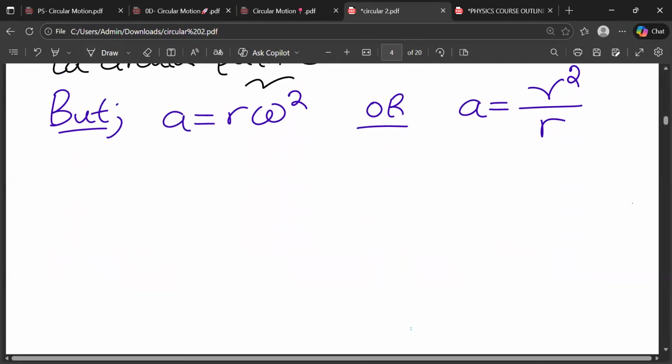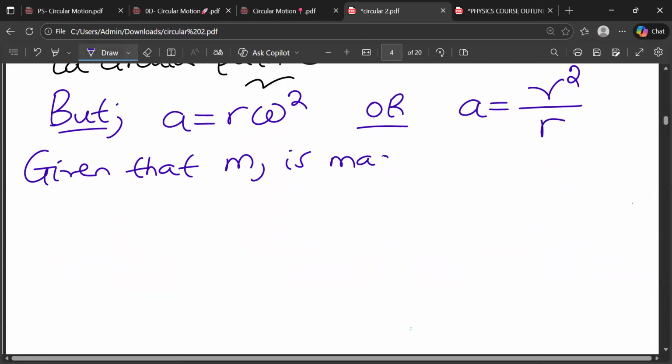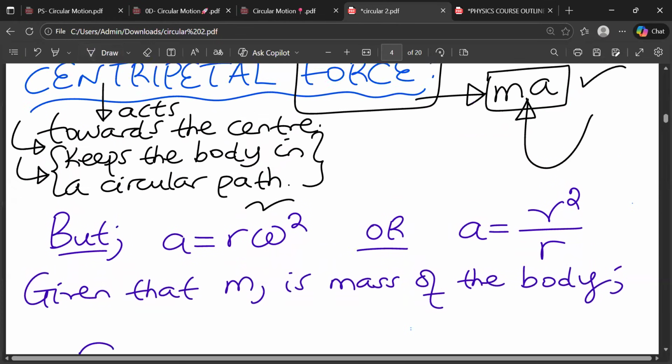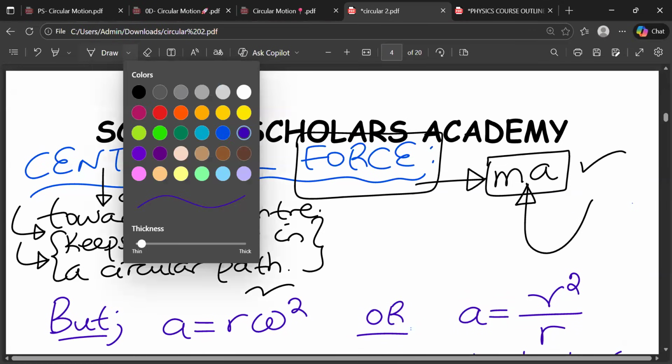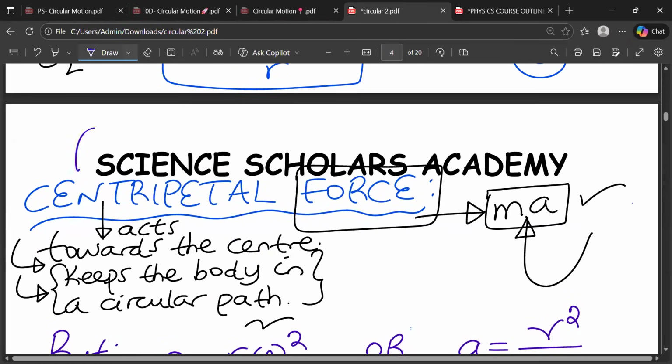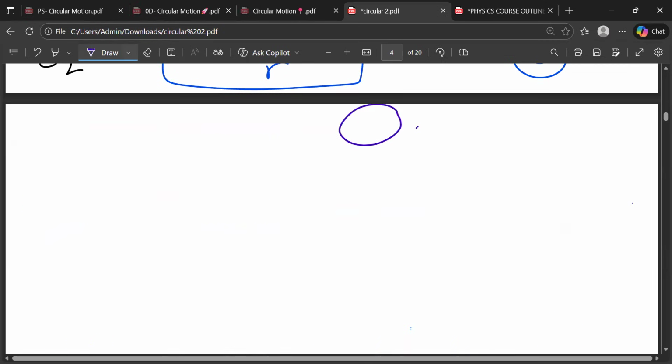So for any given mass of the body m, given that m is the mass of the body, what does that imply? That our centripetal force F, just like any other forces, is going to be denoted by F in this topic.